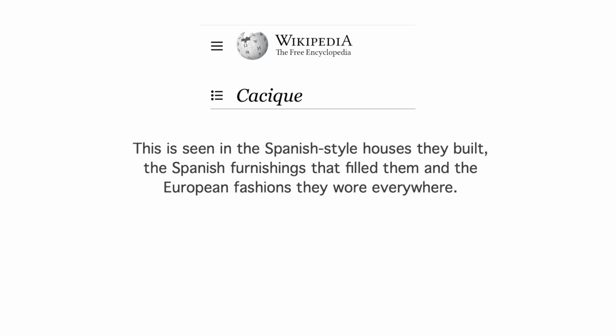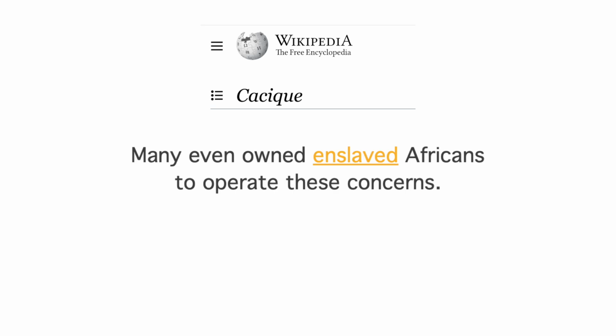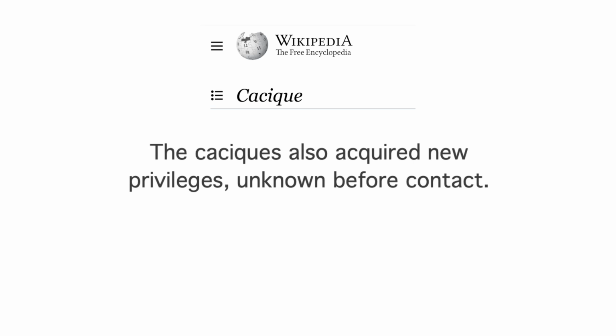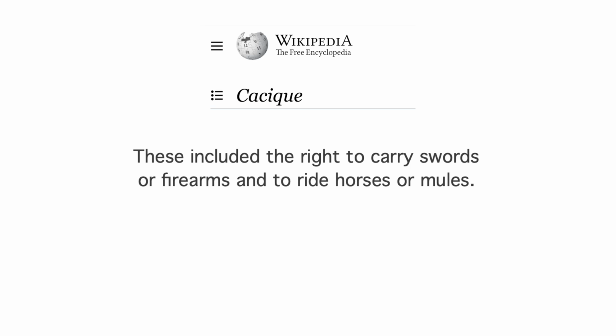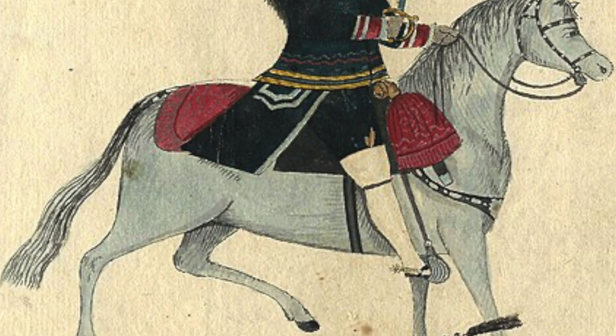Let's continue. This is seen in the Spanish-style houses they built, the Spanish furnishings that filled them, and the European fashion they wore everywhere. They engaged in Spanish commercial enterprises such as sheep and cattle ranching and sericulture. Many even owned enslaved Africans to operate these concerns. The caciques also acquired new privileges, unknown before contact. Now, let's find out what these are. These included the right to carry swords or firearms and to ride horses or mules.